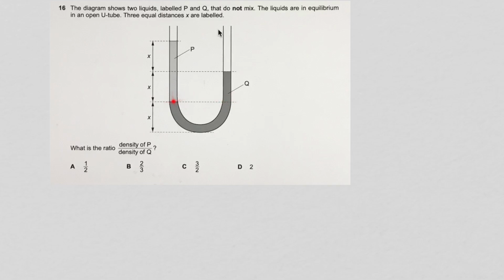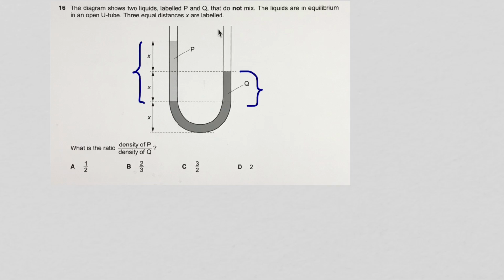So where does the pressure come from? At this point, the pressure comes from this liquid because it's pushing down, and on top of it, atmospheric pressure pushing down on the whole thing. On the other hand, at this point, the pressure comes from this liquid column and atmospheric pressure. Since atmospheric pressure on the two sides is identical, the pressure coming from this height of liquid must be identical to this one. If you take a look, obviously this one is twice the height of this one.